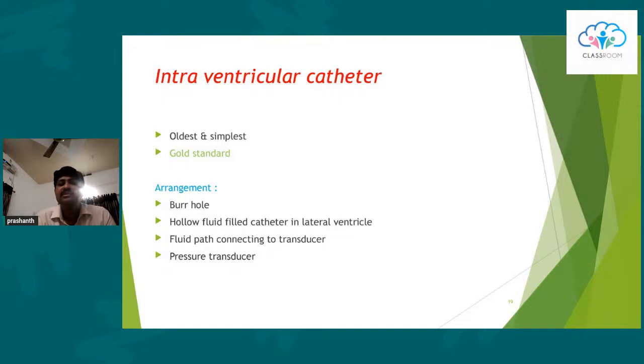So the intraventricular catheter is the oldest and simplest, and it is usually put through a burr hole or during surgery after a craniotomy. It is a fluid-filled catheter which is placed in the lateral ventricle, and it is connected through a conventional fluid-filled transducer system.